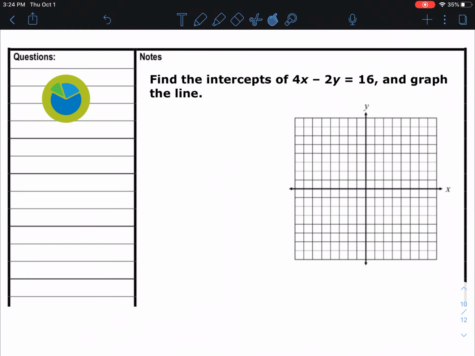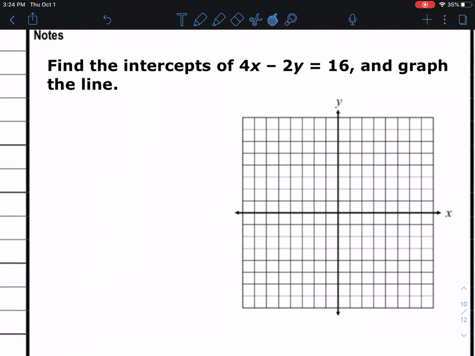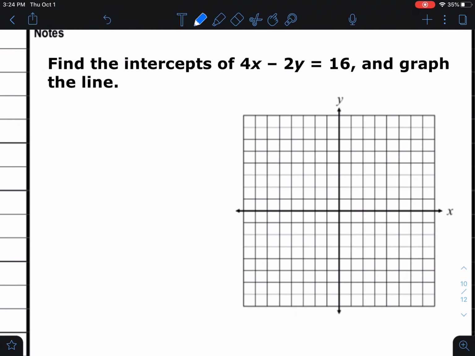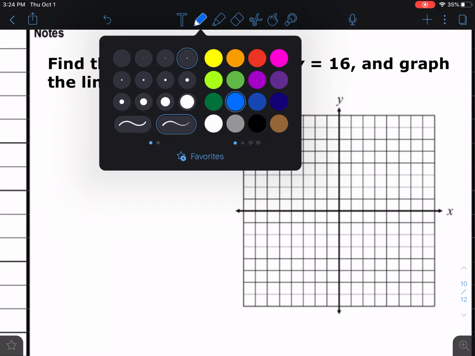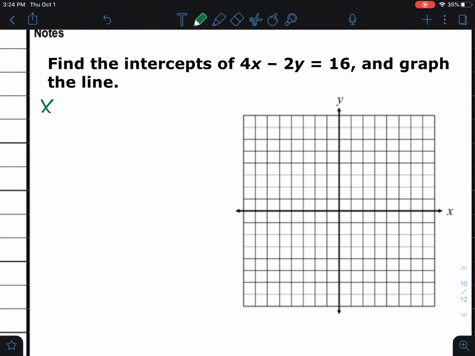So standard form has x and y on the same side, like you can see here, so that's how you know. So I have 4x minus 2y equals 16. And what I'm going to do is start by finding my x-intercept first. And what we said on the previous slide is that when it's your x-intercept, that means your y value is 0. So we're going to use that fact. We're going to put a 0 right there.